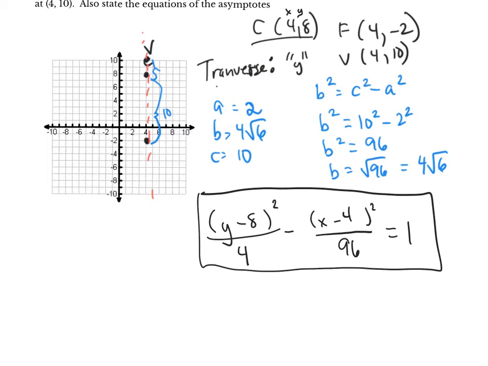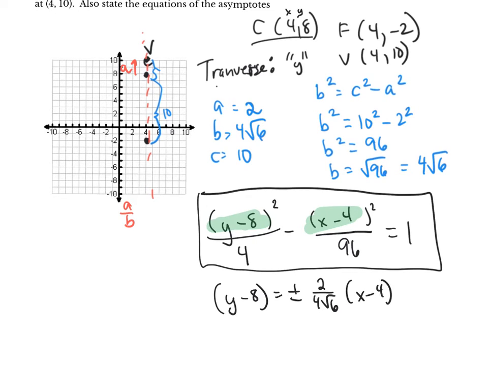Now asymptote-wise, remember, a went up, so a is the rise in our slope, so it's going to be a over b. So if I want my asymptotes, I'm going to take the same things that I have up here because I'm just shifting the y and x. I can just take these two for my new x, my new y. So it's going to be y minus 8 equals plus minus a over b. So it's going to be 2 over 4 radical 6 times x minus 4.